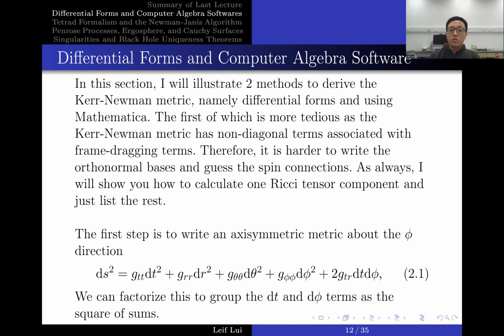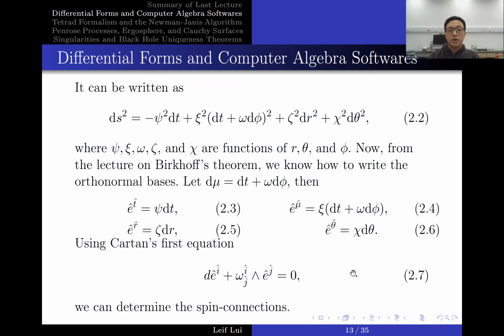The first step is to write an axisymmetric metric about phi, and this is written as follows. Basically, we have the diagonal terms, but we can have a cross term with dt d phi, and we can also factorize this as follows. So we can write the metric like this, and then I squared these because when we obtain the orthonormal bases, we need to take the square root. So it's easier to actually square them and then take the square root later.